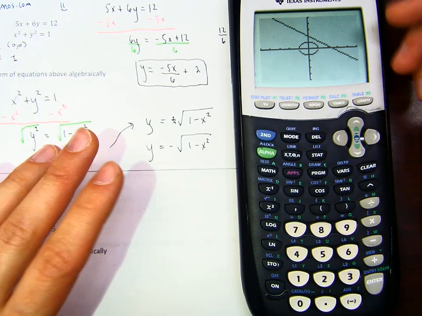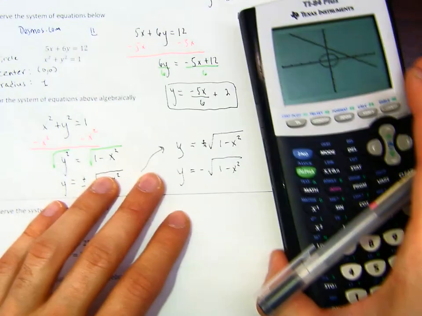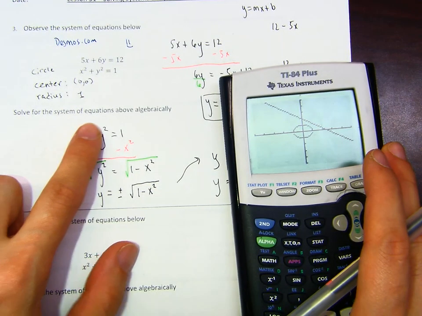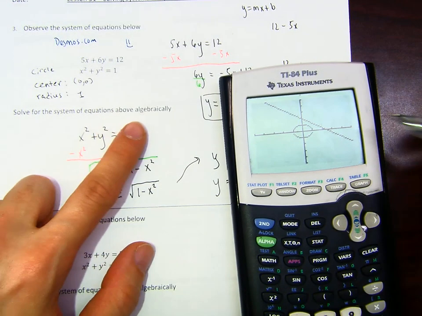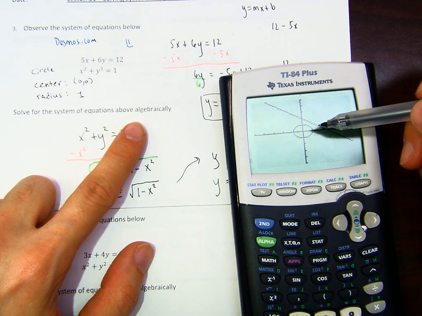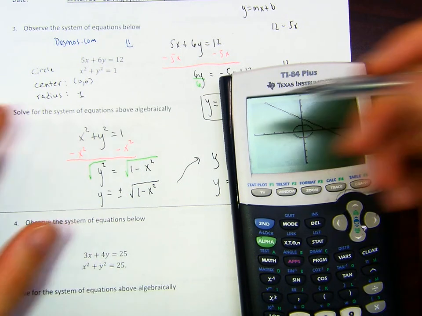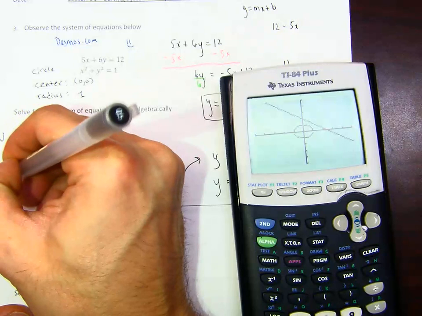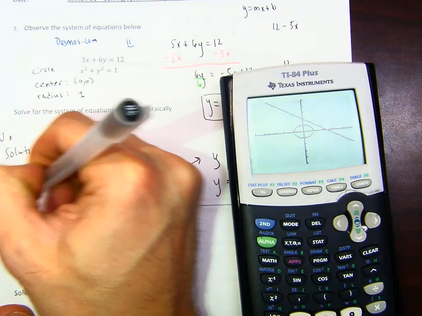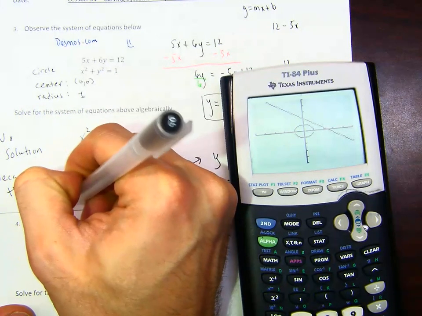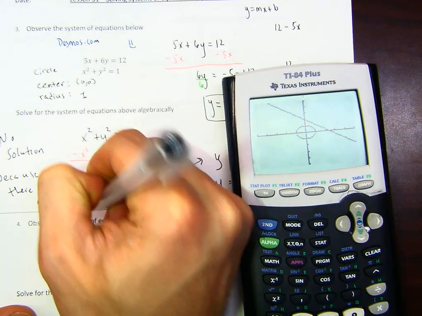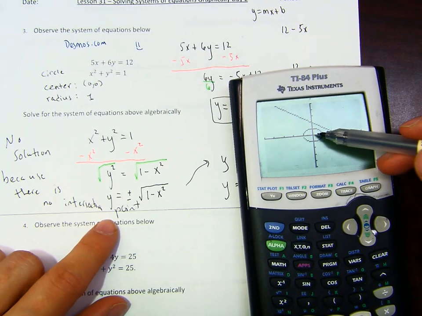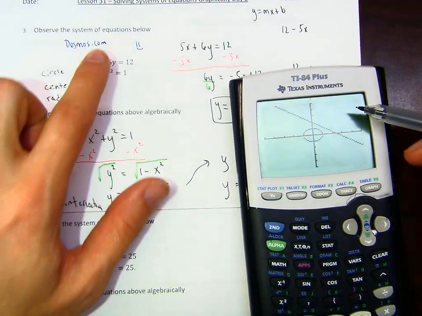Look how helpful this is, because here it's saying solve the system of equations above. But is there a solution? There's no solution, because there is no intersection point. There's no intersection point here, so there's no solution, even if you tried to solve this.